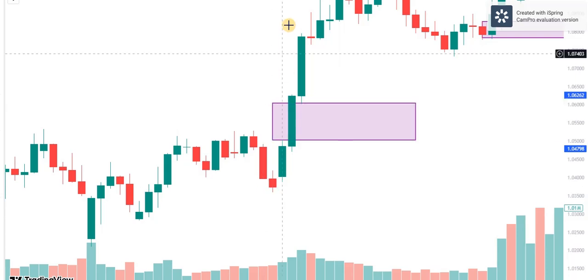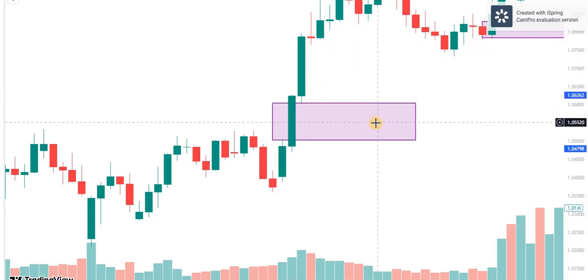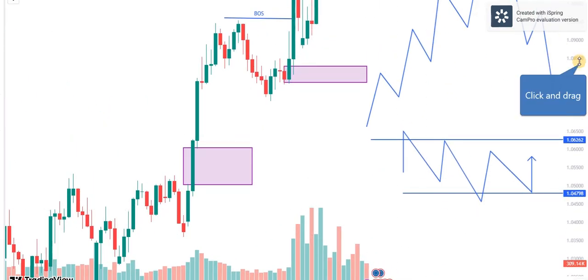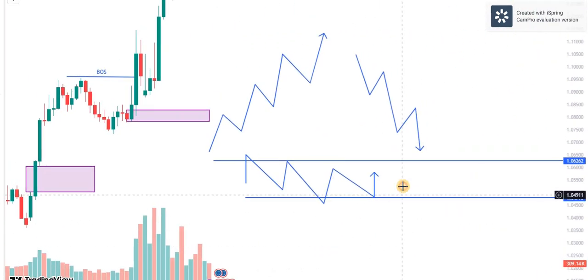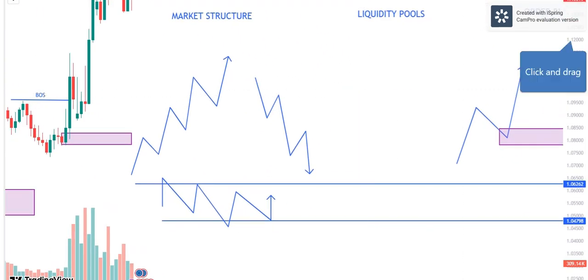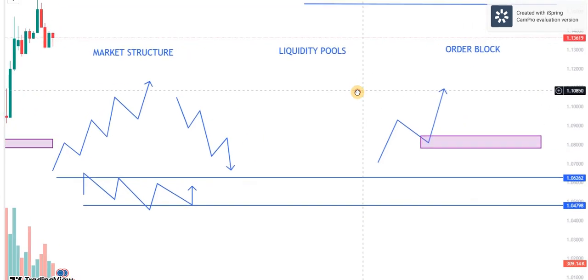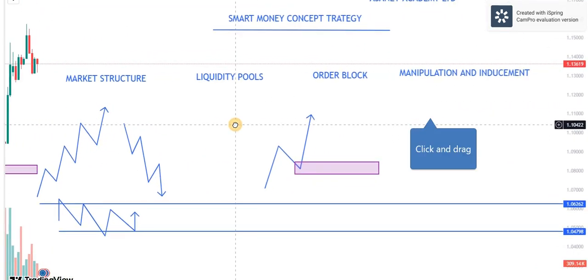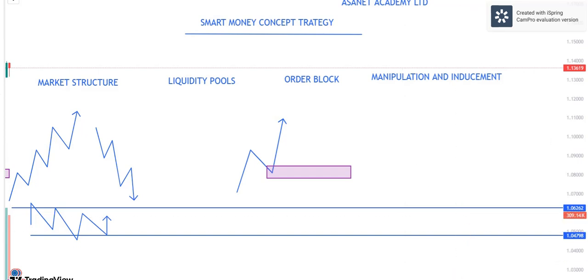We have this push that the market is likely to react to, to come and take orders from this imbalance before it starts to make another push. So we have talked about the market structure. We have talked about the order block. We have also talked about the imbalance. So let me tell you something about the manipulation or inducement.